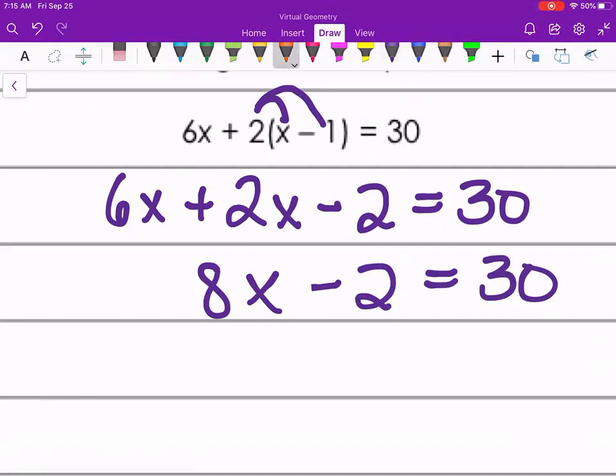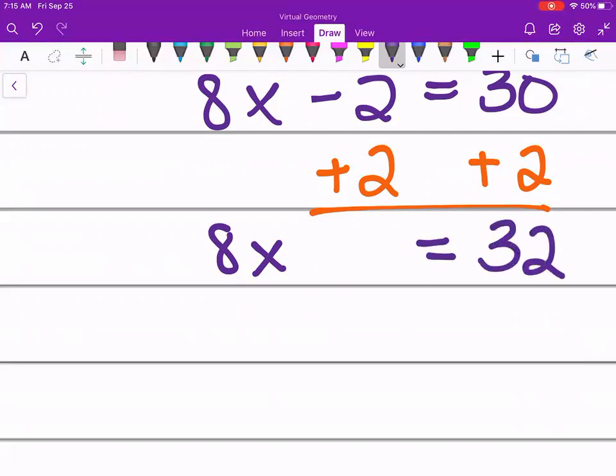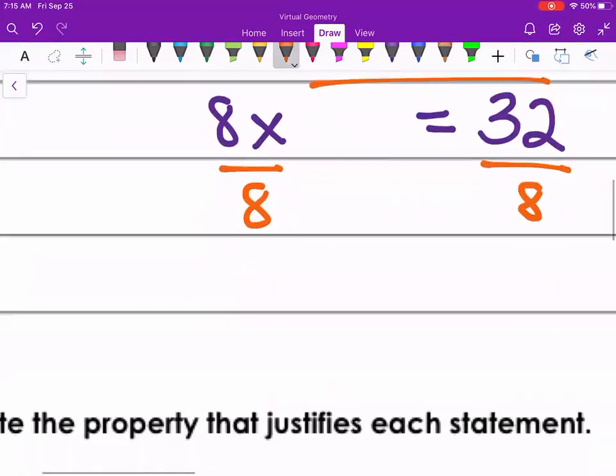All right, so if I continue to solve this out, my next step would be to add 2 to both sides of this equation. All right, my 8x is still there. My minus 2 and plus 2 cancel out, and 30 plus 2, I'm going to replace that with my 32. Let's keep going. My next step would be to divide both sides by my 8. My 8 over 8 would cancel out, and my x is going to be 32 divided by 8. I'm going to replace that with the 4. And there's my final result.